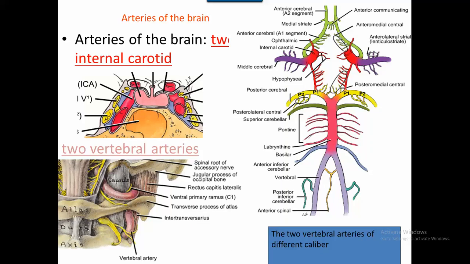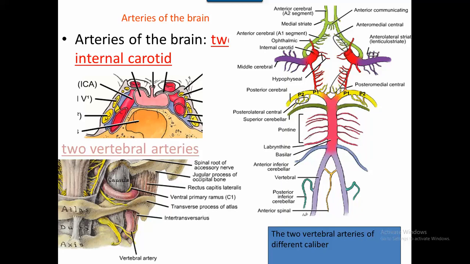Now, we mentioned the branches of the internal carotid artery. Look, this part is inside the carotid canal. Coming from the carotid canal, it enters the cavernous sinus. So this diagram shows us the internal carotid artery inside the cavernous sinus. And we are going to describe in detail the cavernous sinus and the structures that are present inside it.